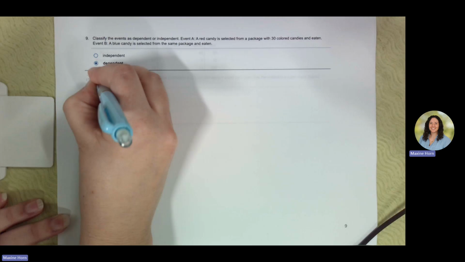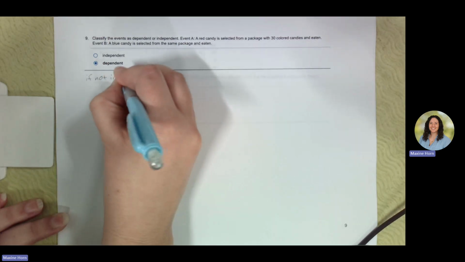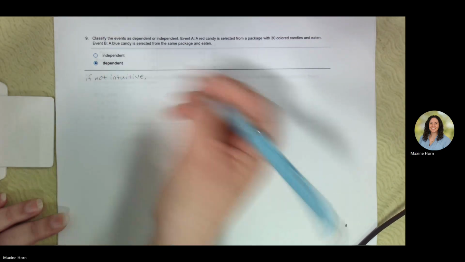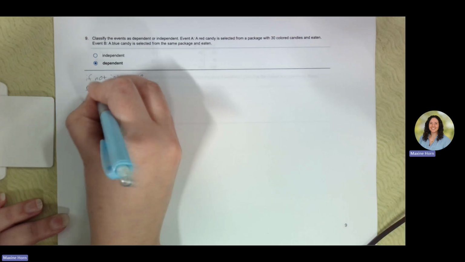When you're looking at independent versus dependent, for some of you this might just be intuitive. You might look at this and be able to just immediately know. But if not intuitive, then fall back on the rule.